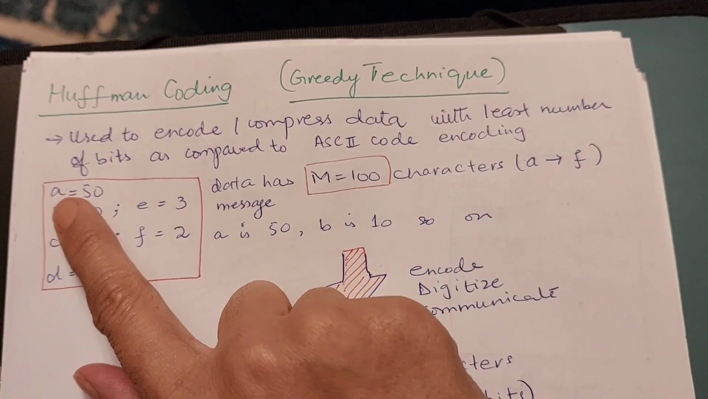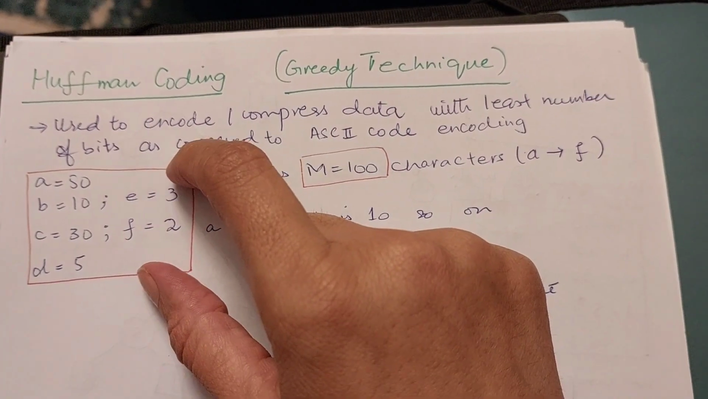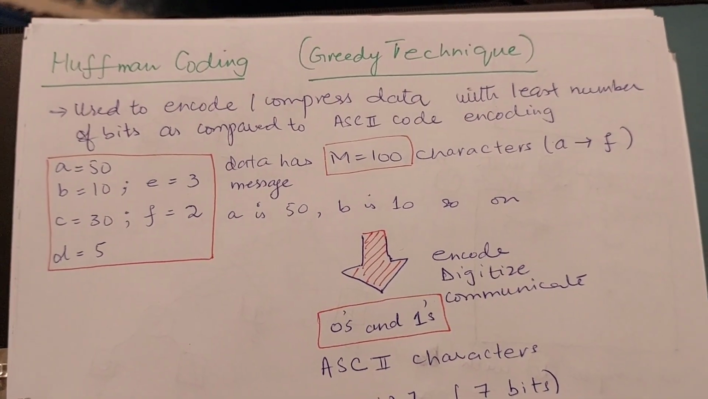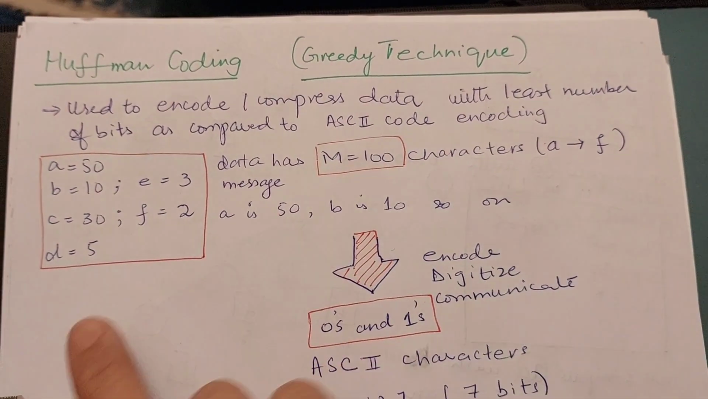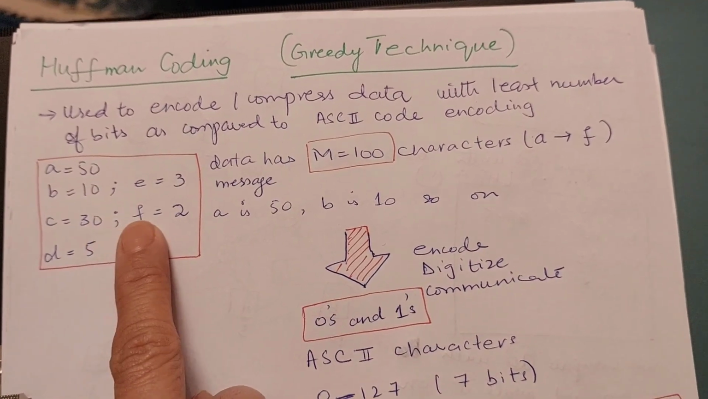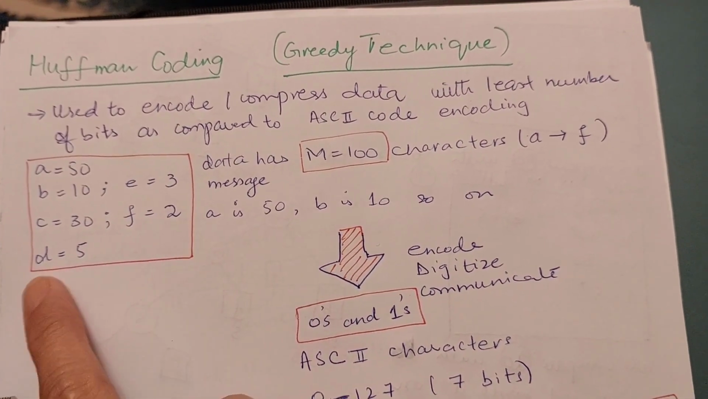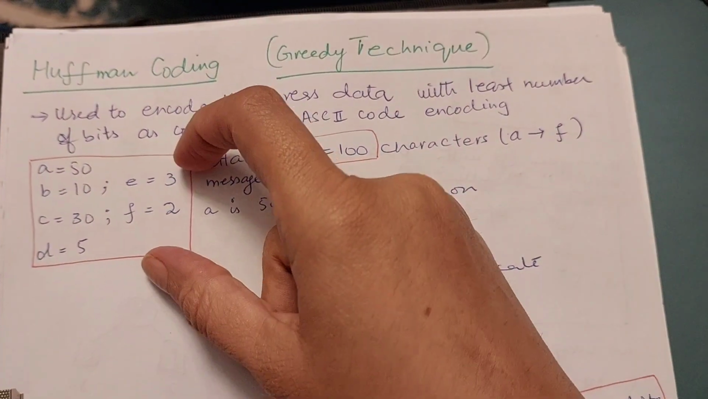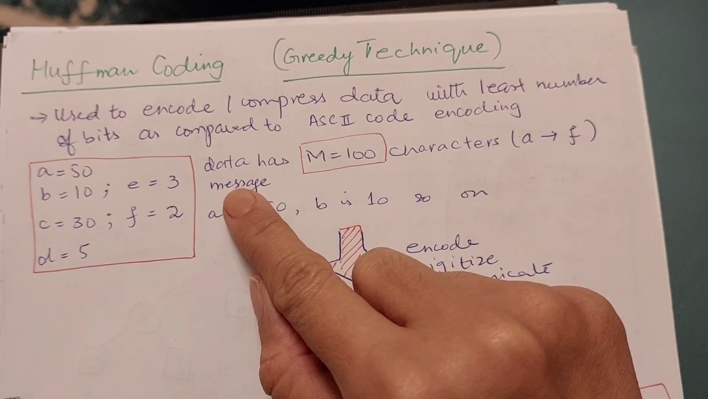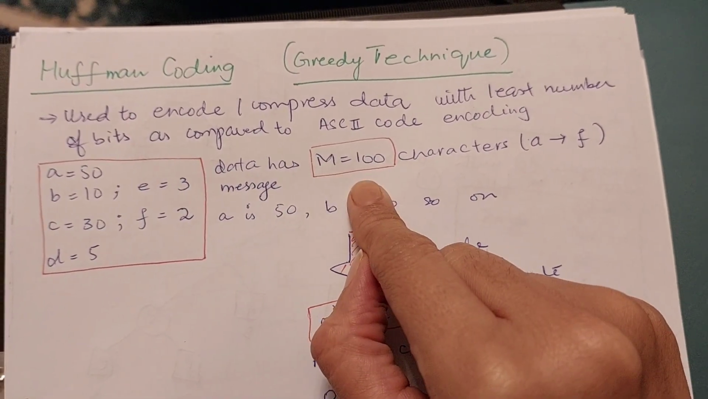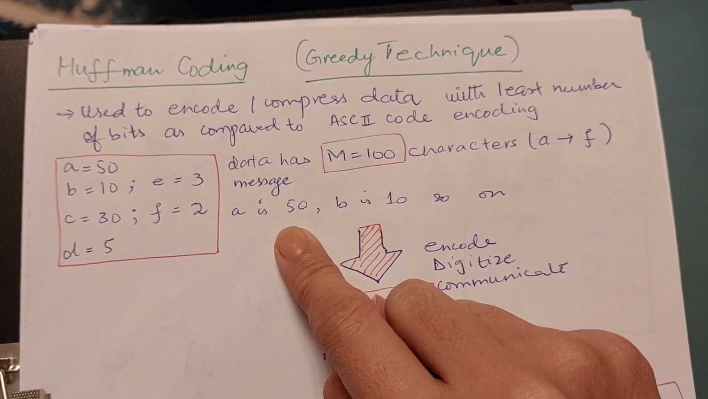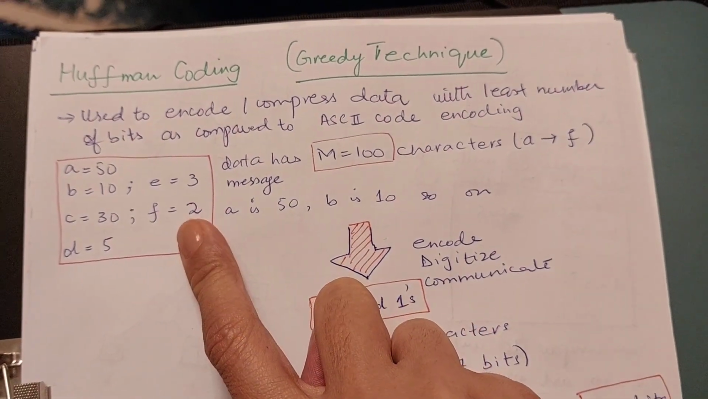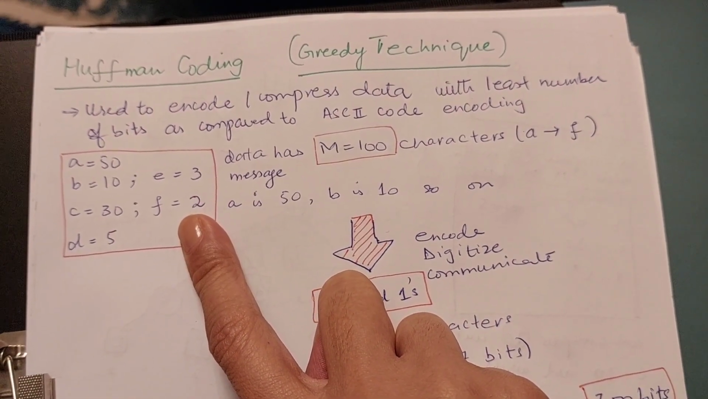The example says that there is a string or some sort of data in which the alphabet A is repeated 50 times, B is repeated 10 times, E is repeated 3 times, C is repeated 30 times, F has been repeated 2 times, and D is repeated 5 times. If I add up all these values, then this message has a total of 100 characters. A has the largest frequency, and you can see that F has the smallest frequency, and so on.